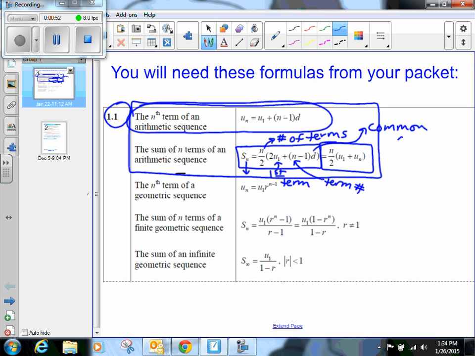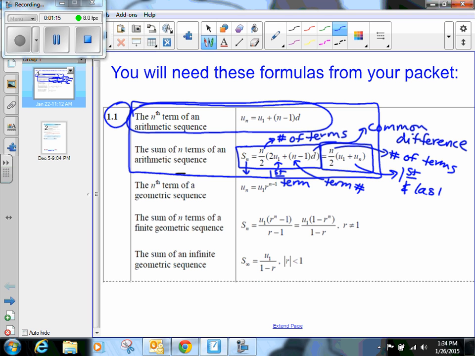Depending on the information, I have two examples for you coming up that will show when you would use one over the other. In this one, I would need all of this information to use this formula, whereas with this one, all I need is the number of terms, the first term, and then the last term. So first and last.